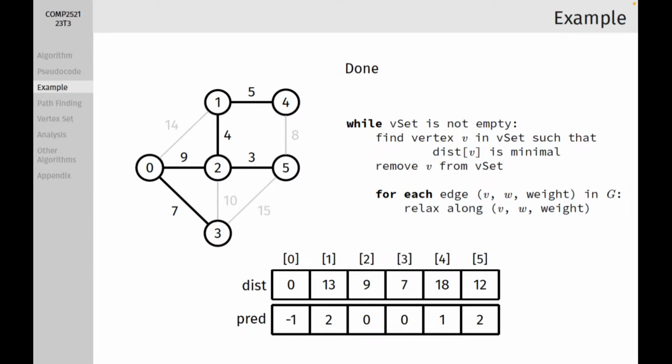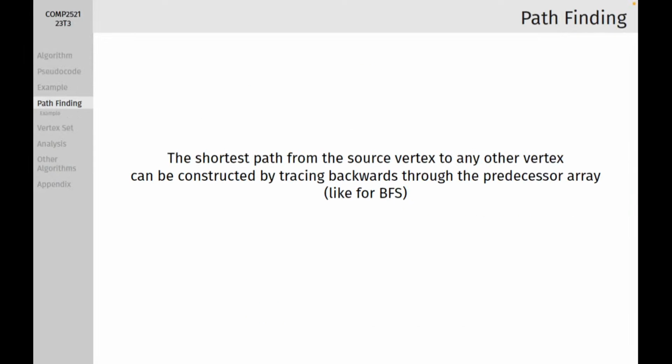All right, so what do we have now? Well, now we know what the shortest distance from 0 to every other vertex is. And we can also use the predecessor array to reconstruct the shortest path to each vertex. To reconstruct the shortest path, we can do the same thing we did for BFS. We just trace backwards through the predecessor array.